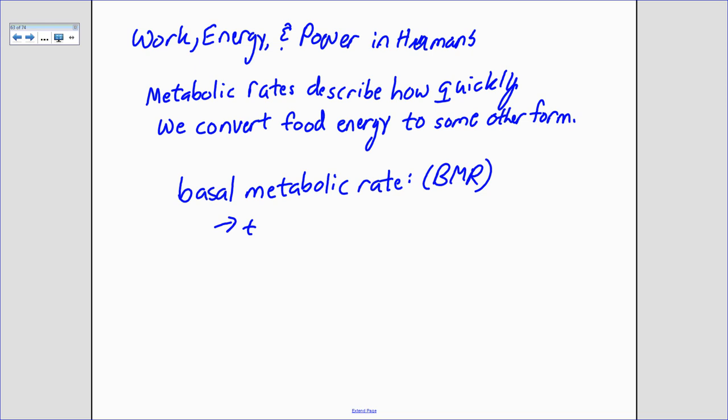Whether it be converted into, you know, sort of running our body or the kinetic energy that we do when we move or when we exercise or thermal energy when our bodies are heated up. We have the basal metabolic rate. You'll need to know what the definition of this is. The basal metabolic rate, or the BMR, you'll probably know what this is, but it is the total energy conversion for a body at rest.